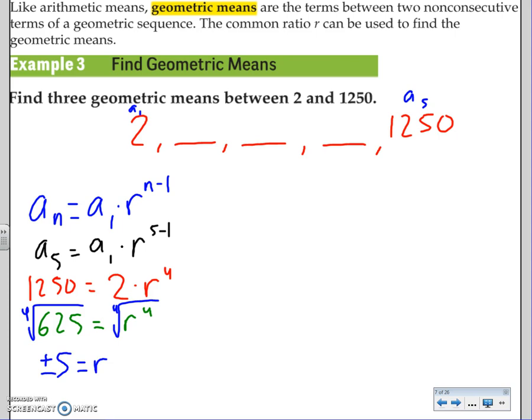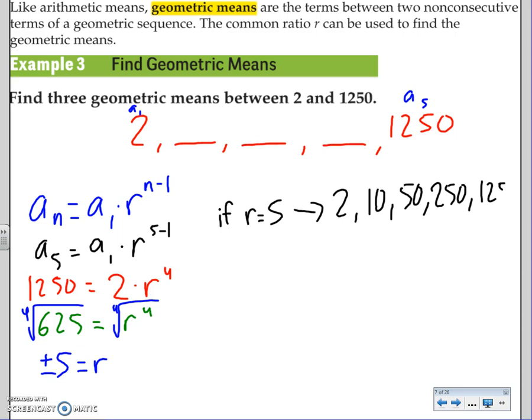Alright, once you have r, we can just use it. So let's see what happens. If r equals positive 5, here's my pattern. 2 times 5 is 10, times 5 is 50, times 5 is 250, times 5 is 1250. Alright, that works. Between 2 and 1250 is 10, 50, and 250.